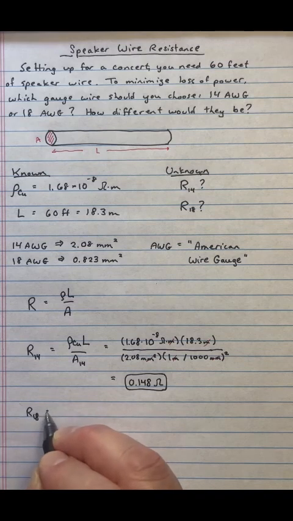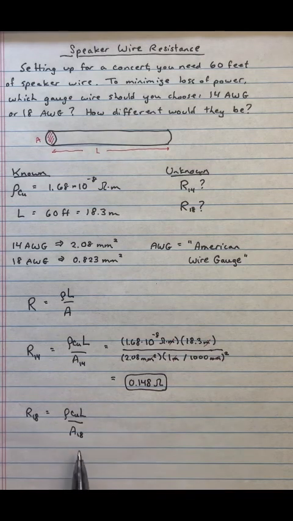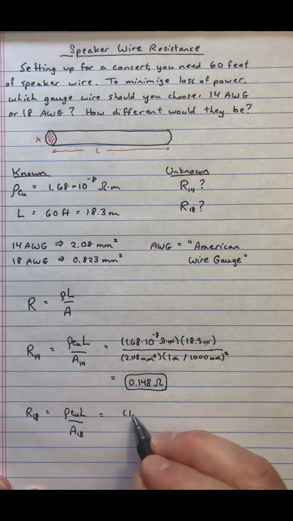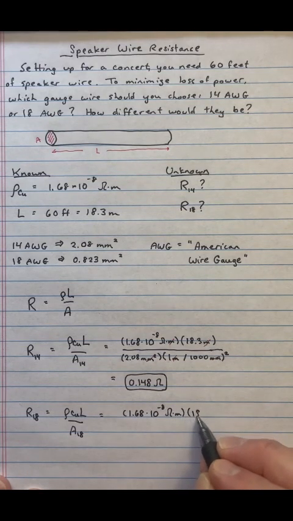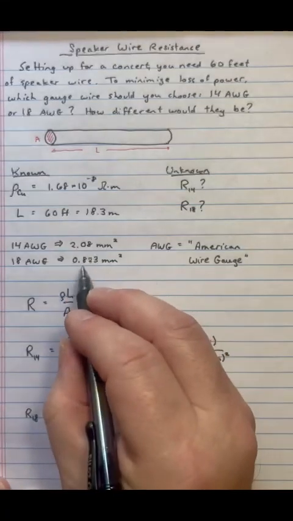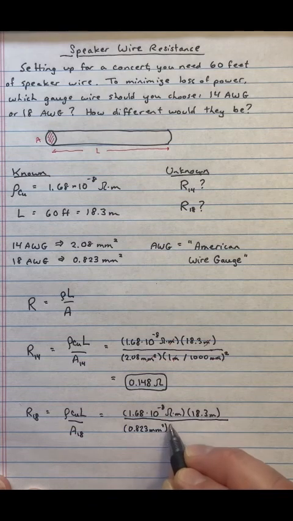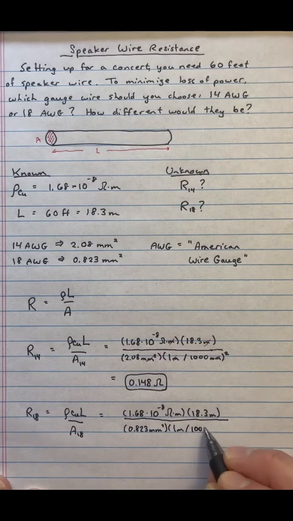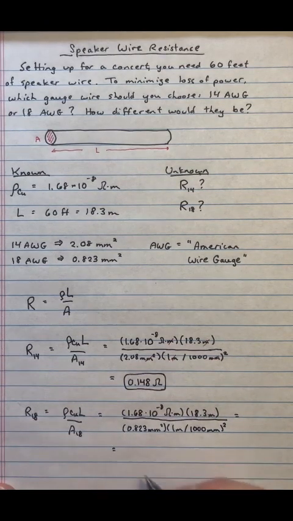What about the 18 gauge wire? How does it compare? Well, same calculation, except now we're dividing by the area of the 18 gauge wire. So the top will be the same set of numbers, right? That won't be any different. But now the bottom, or denominator, will be 0.823, and again, that's in square millimeters. And so again, we need to make that conversion from square millimeters to square meters. When we do this, the resistance of the 18 gauge is 0.373 ohms.